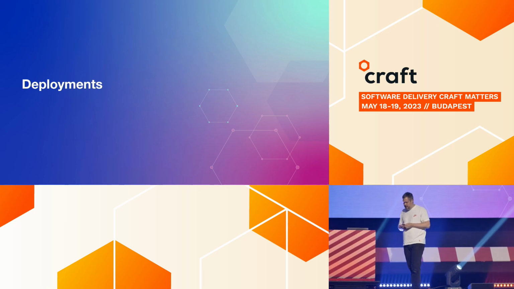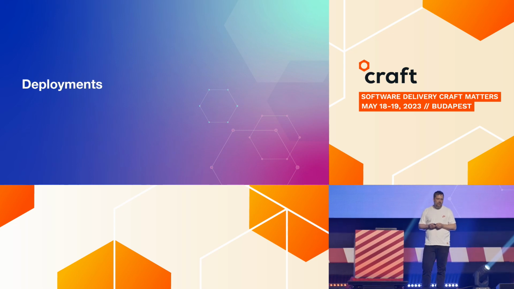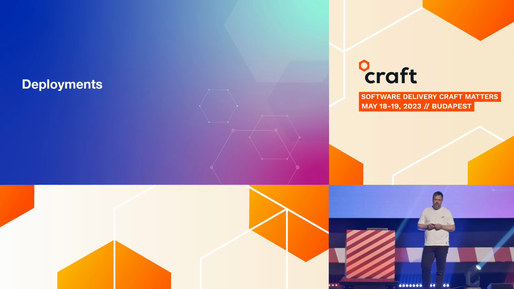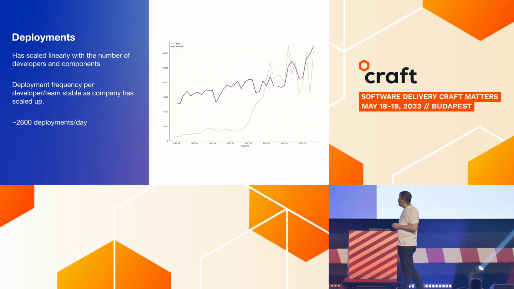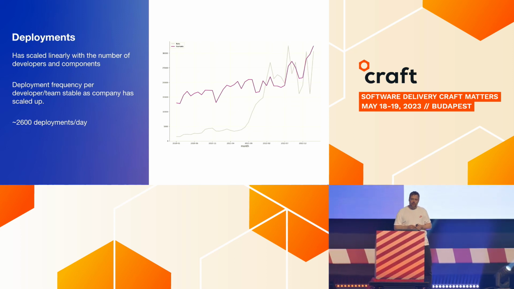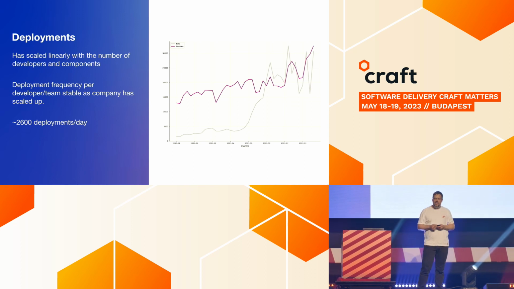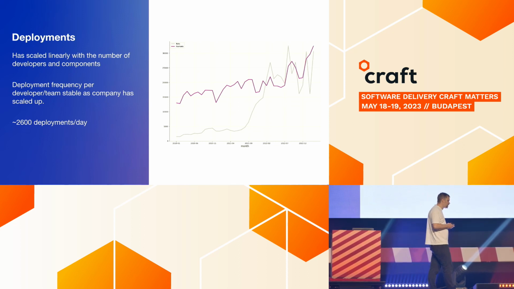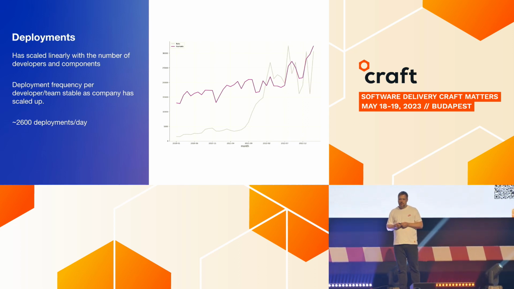Again, each squad is able to decide whenever they want to deploy. It's up to them to make that decision. But of course, we value shipping very frequently whenever possible. We have been able to see that the number of deployments has continued to scale linearly with the number of developers that we have. So in that sense, we think our architecture has been successful. And at the moment, we're at around 2,600 deployments per day, and that keeps growing, as you can see.